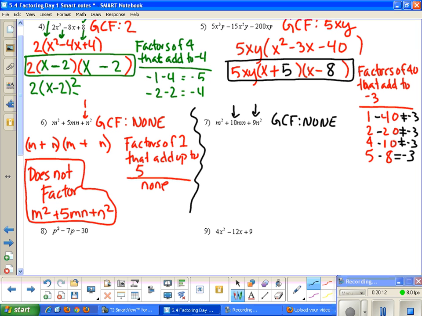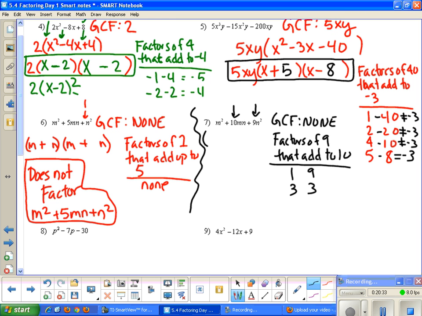So I want to find factors of 9 that add up to 10. I know factors of 9 are 1 and 9, and then 3 and 3.